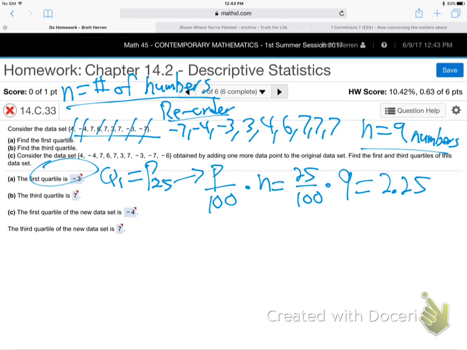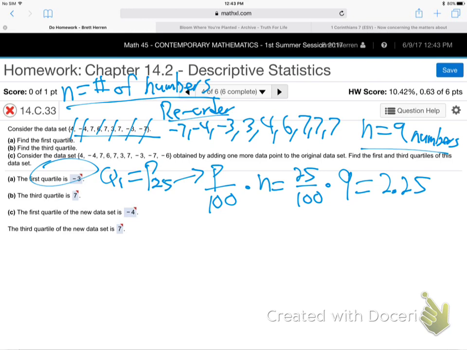Let me slow down there a little bit. See what I did? They're asking me for the first quartile. That means the P25, 25% of the way through the game. Put the P over 100 times N. So 25 over 100 times N, 9 numbers in my data set. So we're basically saying, hey, 9 numbers, what's 25 hundredths, 1/4, of the way through 9 numbers? Does that make sense? We're saying if you got 9 numbers, what's 25% of the way through that? Well, it's 2.25. That's 25% of the way through 9 numbers. It's 2.25 numbers. Good so far?